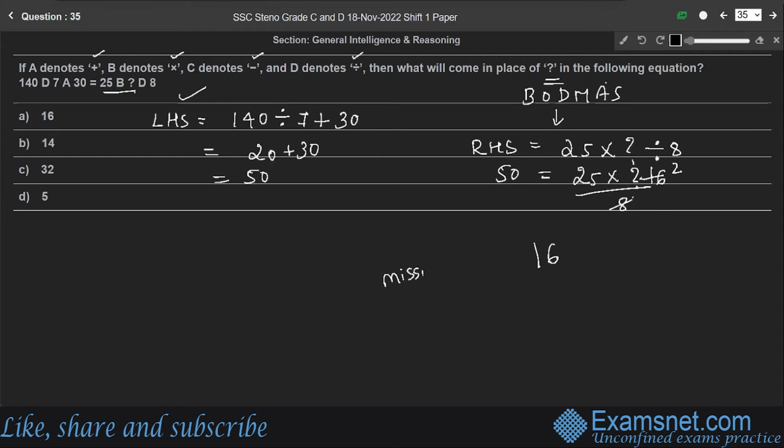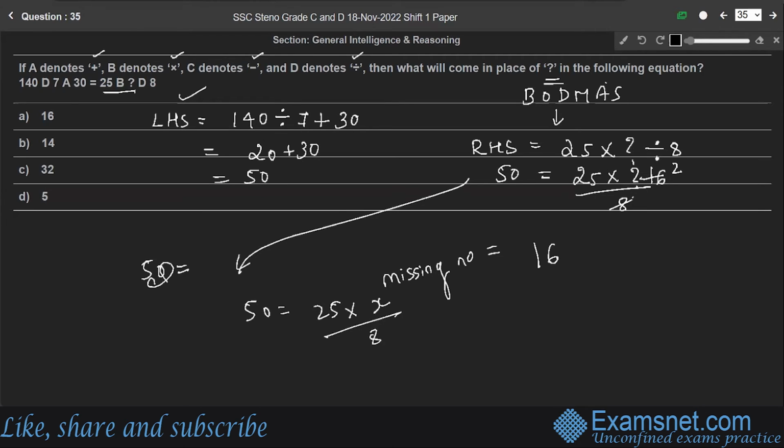Missing number should be 16. Otherwise, you can take the number as x. Here, again, I'm considering the same equation: 50 is equal to 25 into, in place of the missing number, x by 8. Find the value of x. x is equal to, by cross multiplication, 50 into 8 by 25. So 25 into 2 is 50 and 8 into 2 is 16. Therefore, the missing number is 16 here, option A.